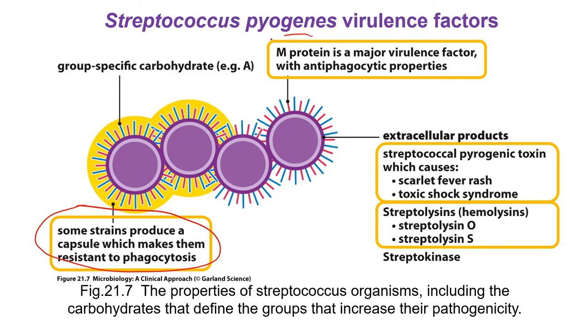Here's the M protein. Remember the M protein was mentioned in that video that I showed you on the humoral immune response. It also has some toxins. I mentioned this one here that causes toxic shock syndrome, and there is a mention about scarlet fever and the rash it causes. And then there's the hemolysis. So this organism is a good one to mention because it has a lot of things that we've discussed already.